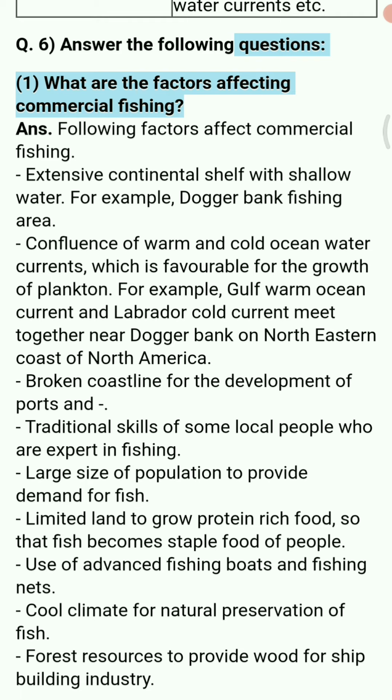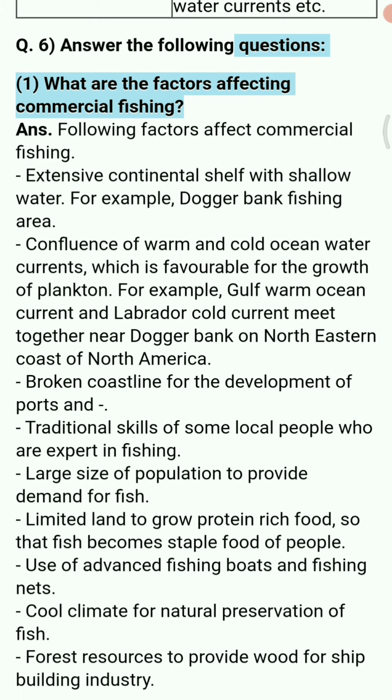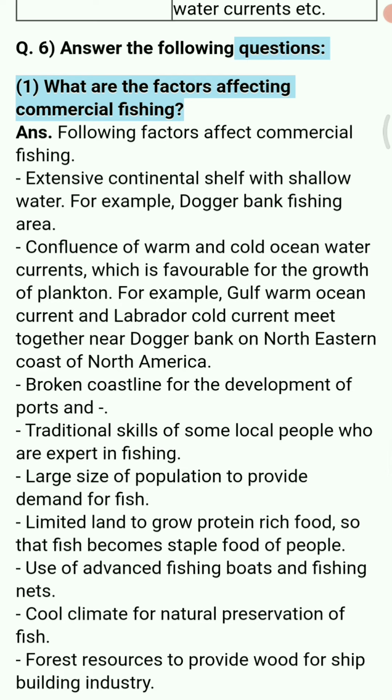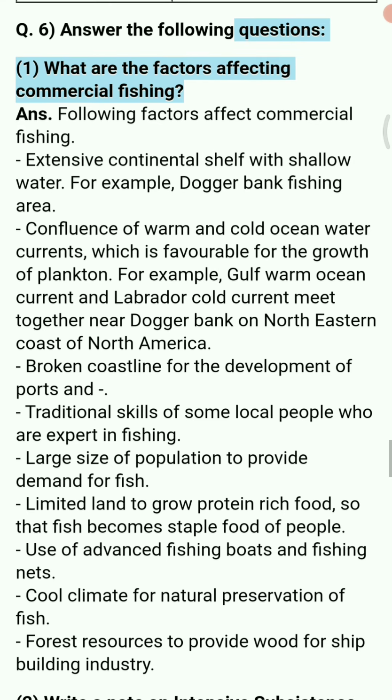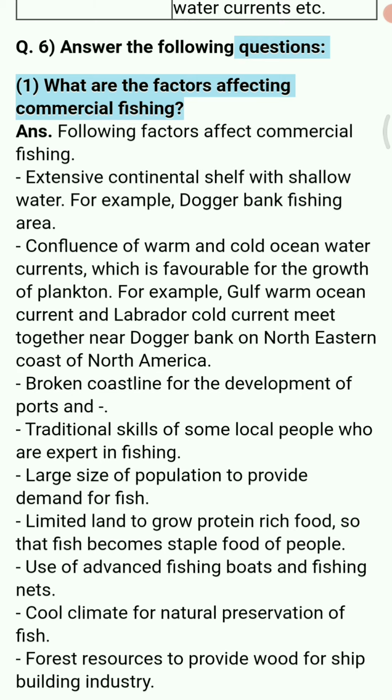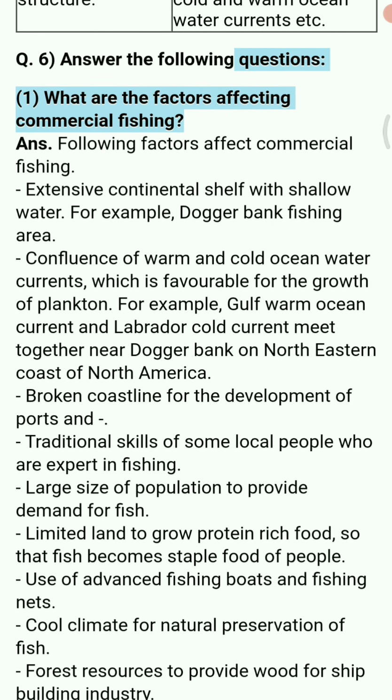So वहाँ पे cold और warm current का भी confluence होना बहुत ज़रूरी है. Basically large size of fish are seen in the case of continental shelf, okay. So even the cold climate is also necessary to preserve the fish, and the use of advanced technique for fishing, boats, nets are also used for commercial fishing, okay. There is large demand of sea fish, ocean fish in the market, and the example is Dogger Bank fishing, which is seen in northeastern coastal of North America, okay.